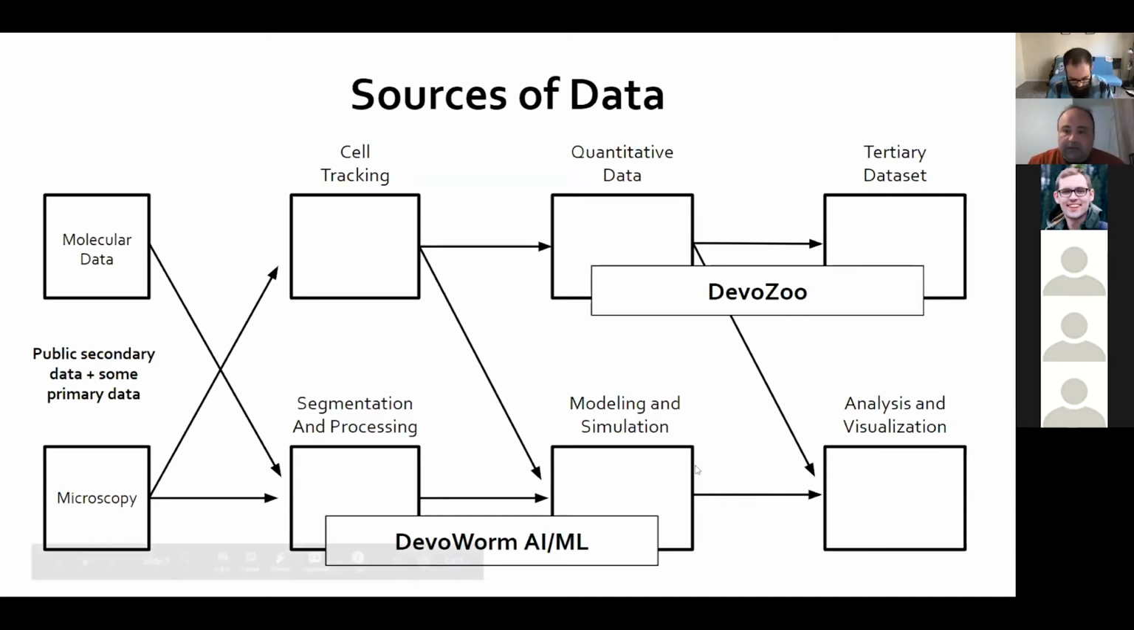So we have two different sub-interest areas. One is the DevoZoo, which is a collection of open data. And another one is the DevoWorm AI/ML. AI/ML stands for artificial intelligence and machine learning. So we have a strong interest in that as well. And I won't show any of that work today, but keep in mind that that's something we're interested in.